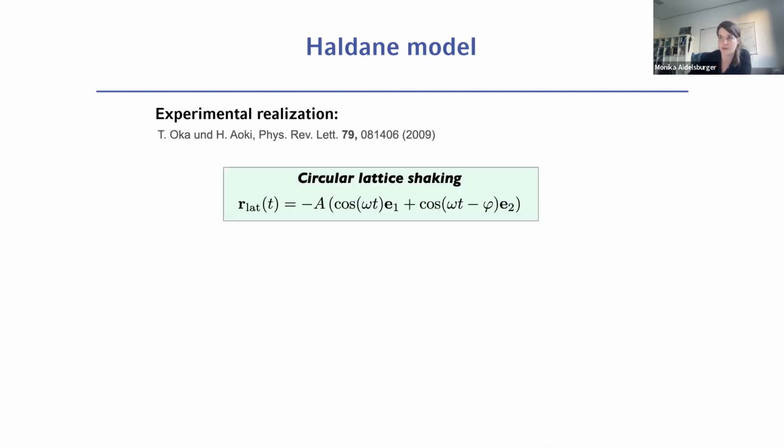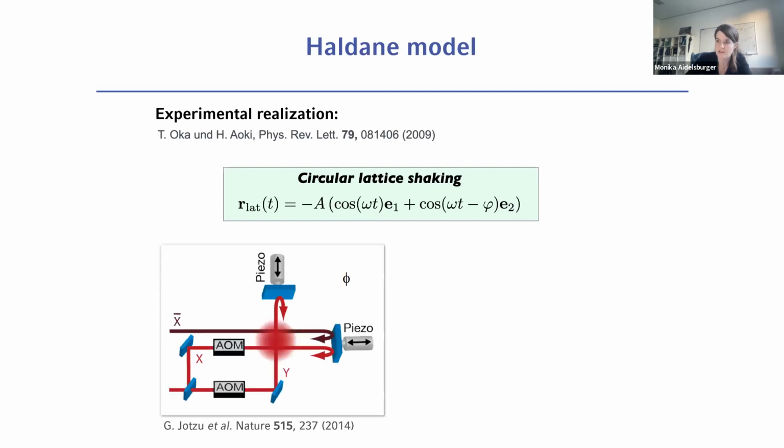There's one way that has been proposed in this seminal paper by Oka and Aoki. That is, we can apply circular shaking. So we literally take the lattice in real space and move it around circular orbits with this frequency omega. So how can we do that?